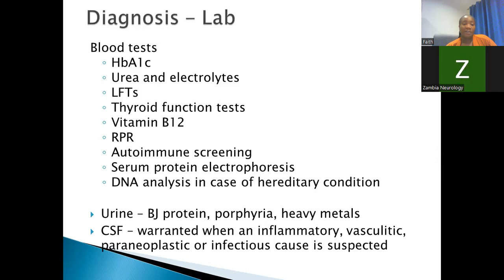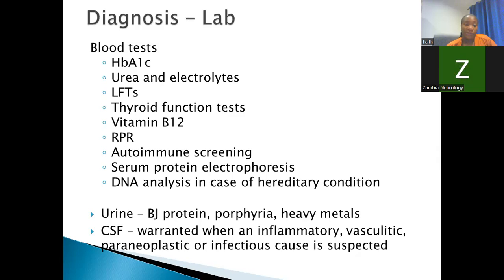So in terms of lab investigations, we have a panel of blood tests that can be done, and most of these are to basically rule out any underlying infections or other medical conditions that can cause peripheral neuropathy. So HbA1c to help diagnose diabetes, urea and electrolytes for renal dysfunction, and LFTs, because both of these can actually cause a peripheral neuropathy. Uremia can cause peripheral neuropathy, but impaired liver function can also result in peripheral neuropathy.